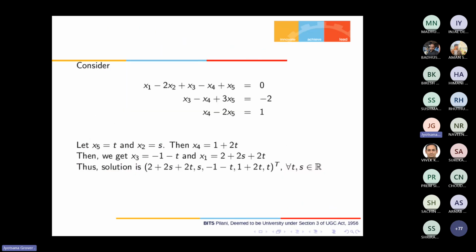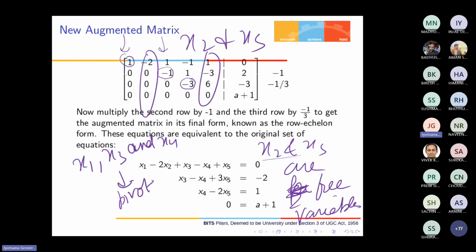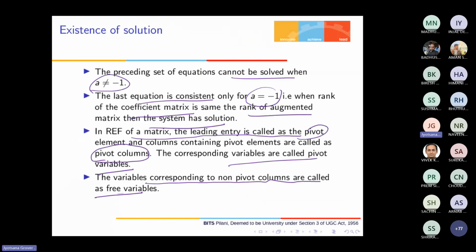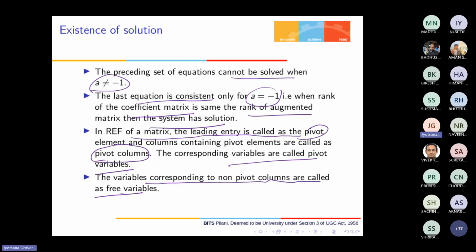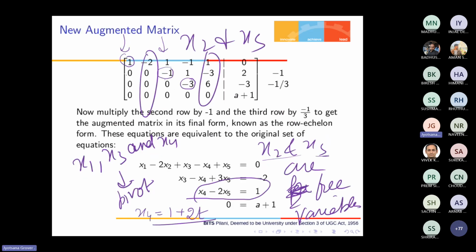Now just substitute the X2 and X5 values, and start from the downwards, the last equation. X5 is a free variable. So X4 will be what? Take X5 as T: X4 is 1 plus 2T. See, here X4 is 1 plus 2T. Take X5 as T and X2 as S. X2 is also a free variable. So now you have solved for X4.